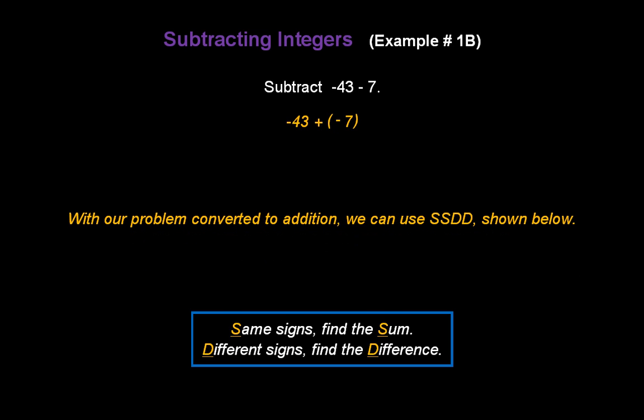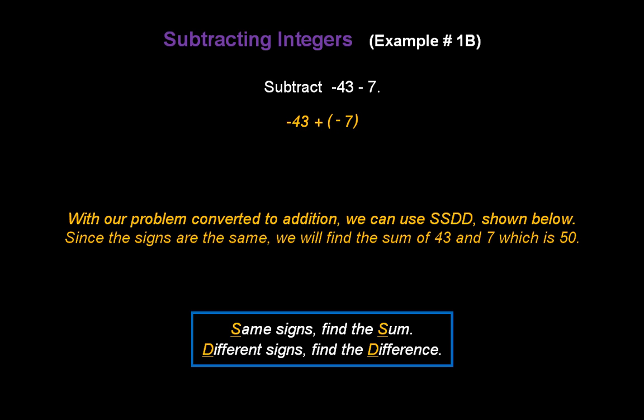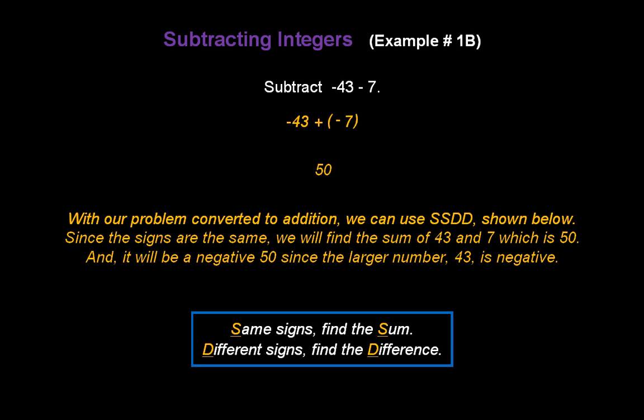With our problem converted to addition, we can now use SSDD. Since the signs are the same, we will find the sum of 43 and 7, which is 50. We'll write that down. And our answer will be negative 50, since the larger number 43 is also negative. So negative 43 minus 7 is a negative 50.